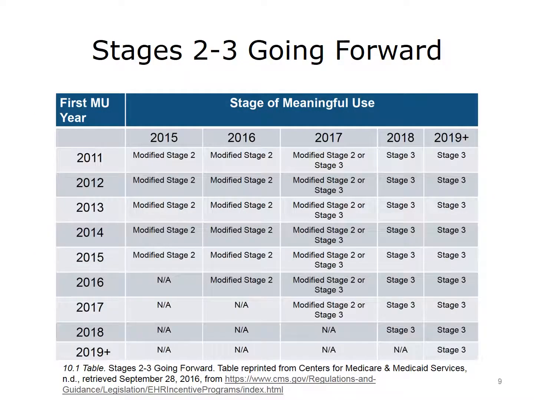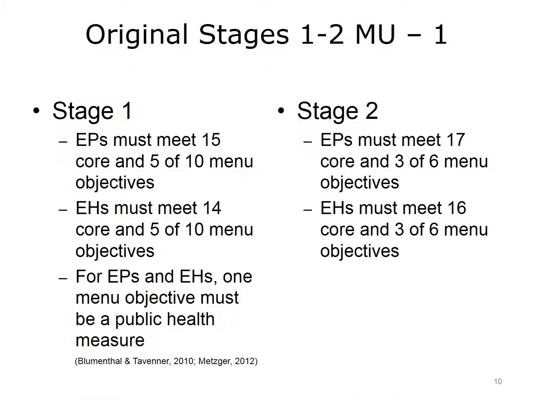As seen in the table on this slide, everyone already in meaningful use should be in Modified Stage 2. Those starting in 2016 and 2017 would start in Modified Stage 2. In 2017, they could actually start in Stage 3. By 2018, everyone should be in Stage 3, although this is all subject to any changes that might come from the MACRA legislation. Let's go back to the original Stages 1 and 2.